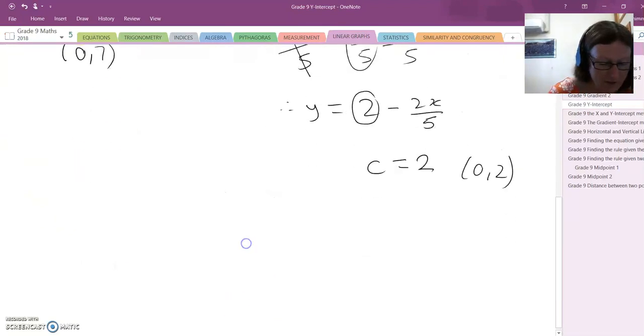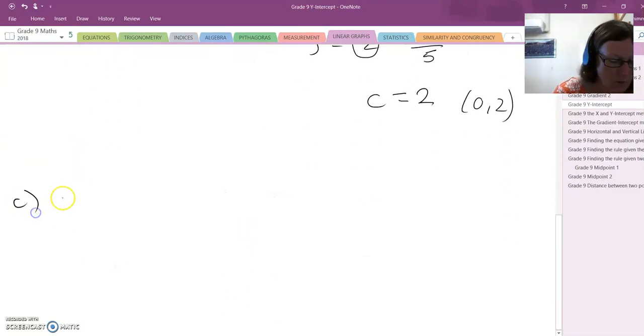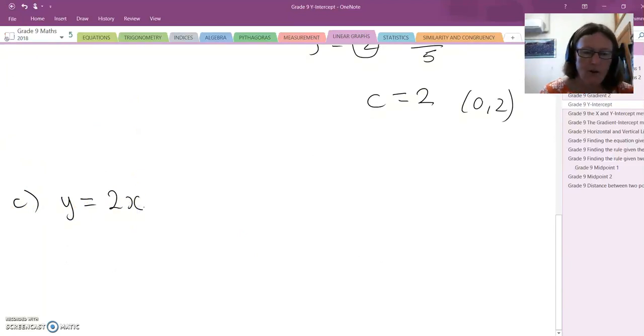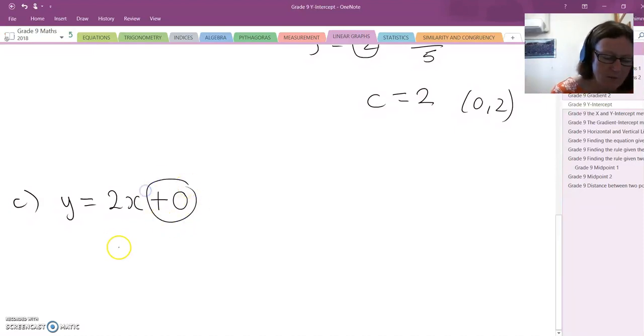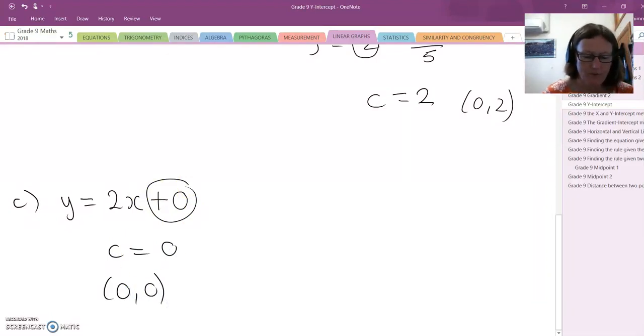Okay, let's look at our third example. y is equal to 2x. Alright, we can write 2x plus 0, so there's nothing added to the 2x. Remember, our constant term is the y-intercept, so there's our y-intercept. Our y-intercept is 0. So x is 0 and y is 0.